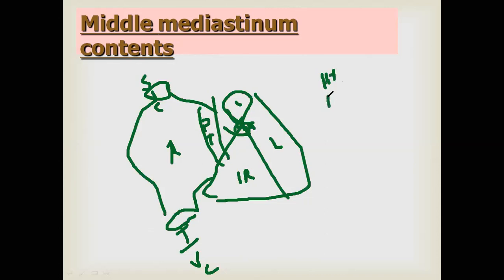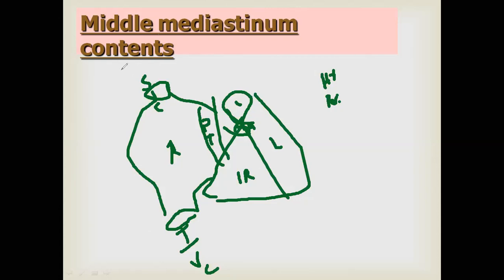by pericardium. You know pericardium. And all the vessels entering and going inside the heart, like the superior vena cava, inferior vena cava, pulmonary veins, ascending aorta, pulmonary trunk. All these structures will be here.